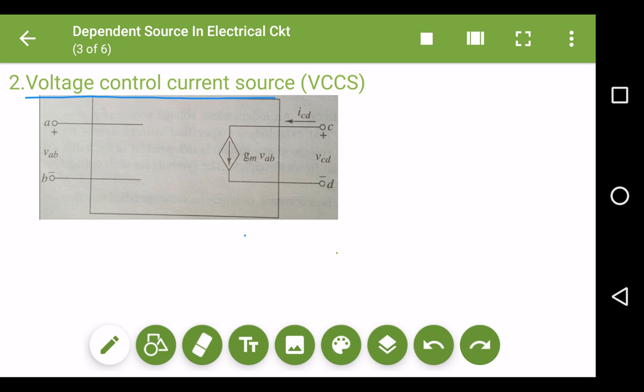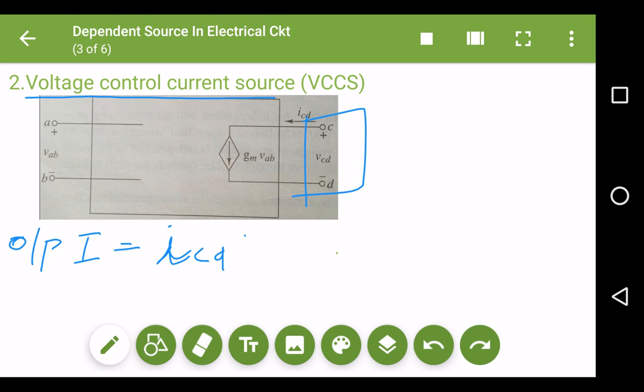Moving to our second thing, the voltage control current source. In the previous one we saw that we control the output voltage by the input voltage. In this we will see we can control the output current, that is the current at output terminals C and D. So the output current, I will write in short form, is ICD. It looks very big. Let me draw it again.